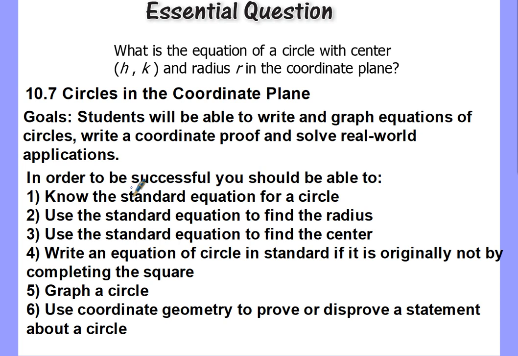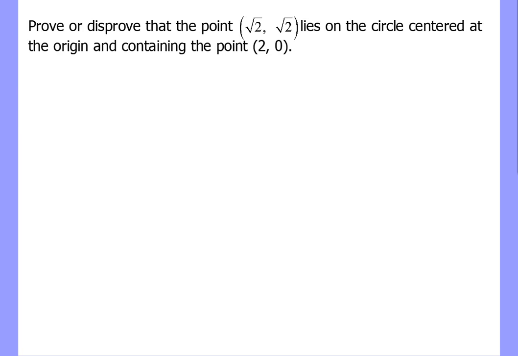Alright, ladies and gentlemen, in this video we are going to look at using coordinate proofs to either prove or disprove that a particular point actually lies, or does not lie, on a particular circle. So it's focusing on success criteria number 6: using coordinate geometry and coordinate proofs to prove or disprove a statement regarding circles.